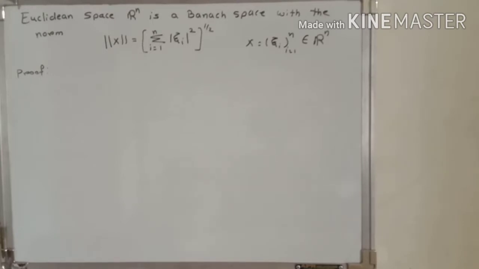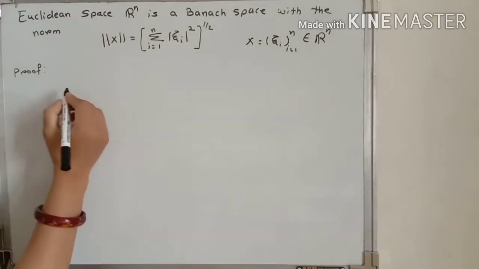Now in this lecture we see that Euclidean space Rn is a Banach space with the norm of x equal to the summation, i running from 1 to n, of mod of xi i square, whole to the power 1 by 2, where x is equal to the sequence xi i, i running from 1 to n, an element of Rn. Now let's see the proof of this theorem.